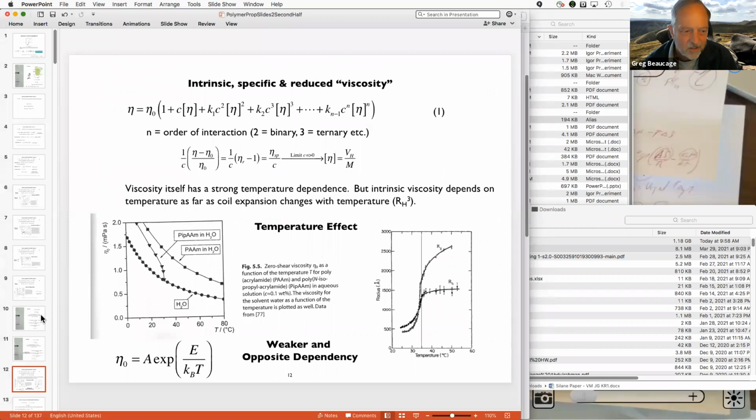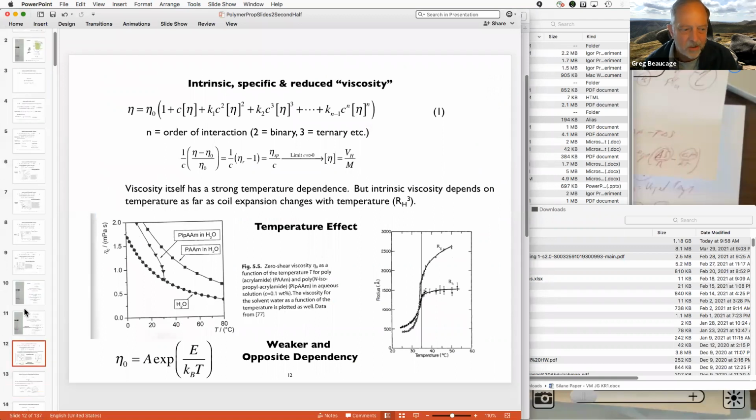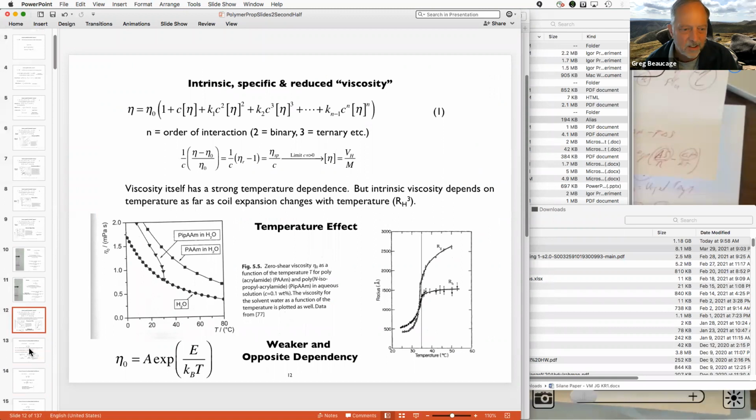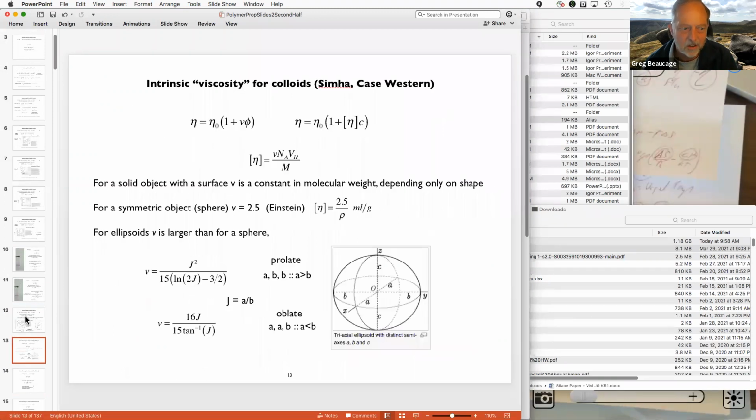You should have already seen that. I guess we took intro to polymers, like temperature dependence of viscosity. And also, if you took fluid flow, you should know that it's going to follow an Arrhenius behavior.